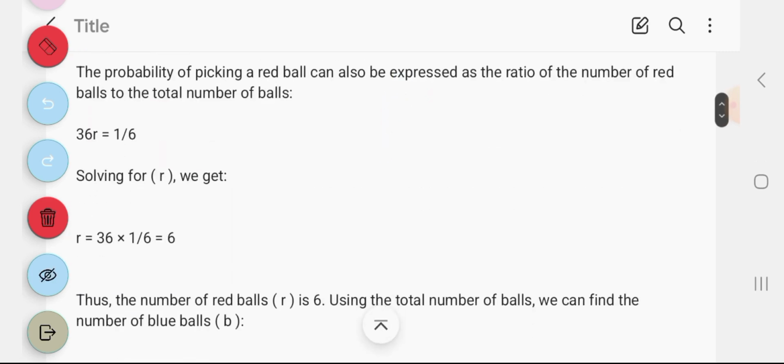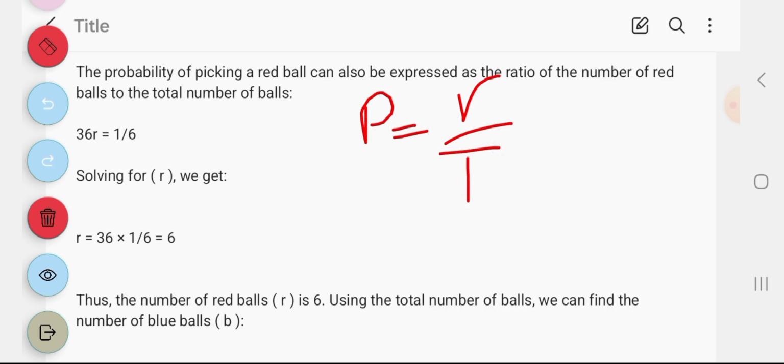The probability of picking a red ball can be expressed in a ratio. So the probability of picking a red ball equals number of red balls over the total. So over here, we know the probability. The probability is 1 over 6 equals number of red balls, which is what you don't know, so R, over the total number of balls, which is 36.